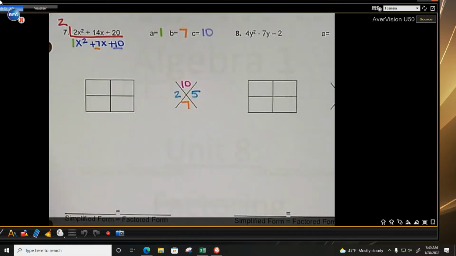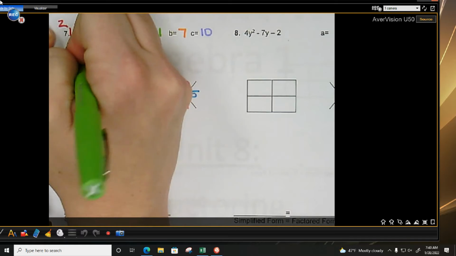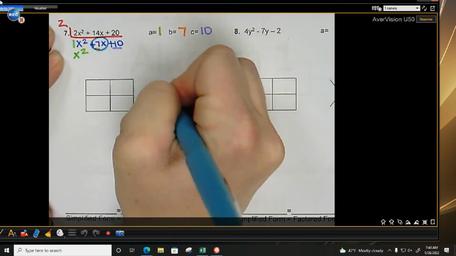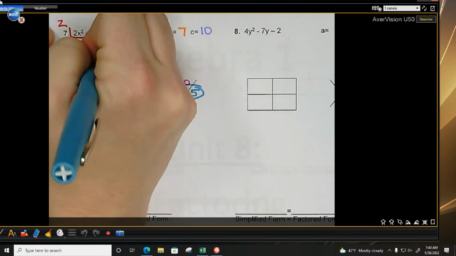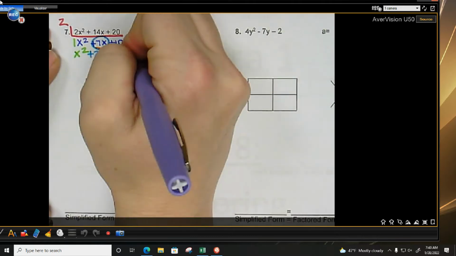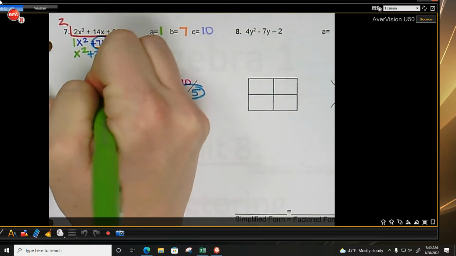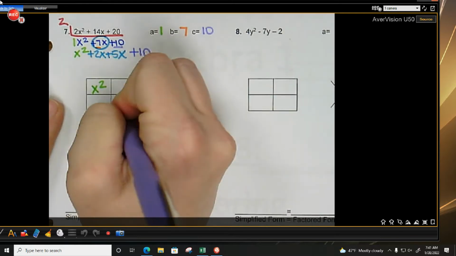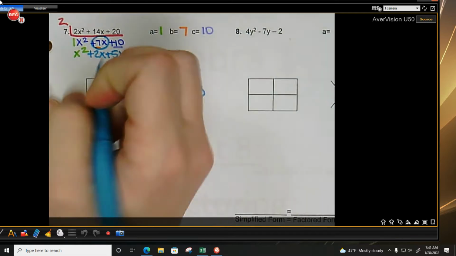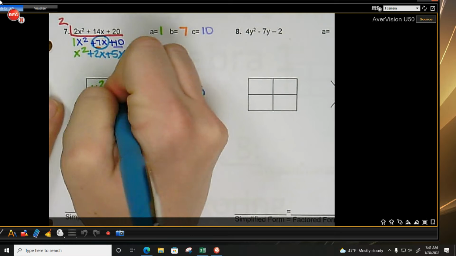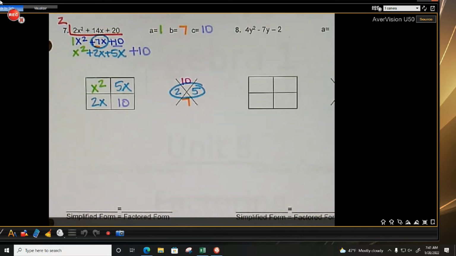So I'm going to rewrite my equation as x squared. Instead of plus 7, I'm going to do plus 2x plus 5x plus 10. Do I now have 4 terms? Yes. Fill in your box. First term, first box. Last term, last box. And your x terms go in the diagonal.